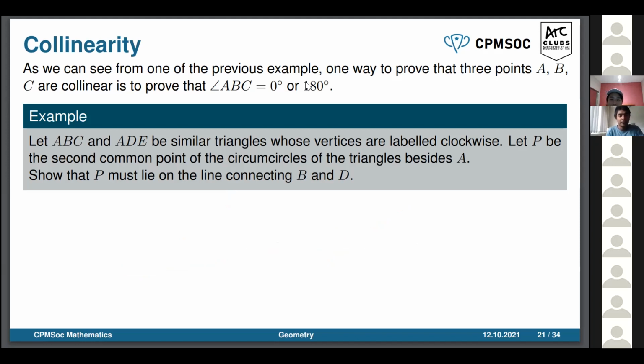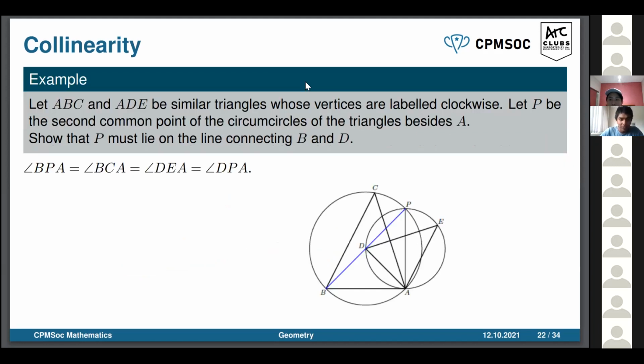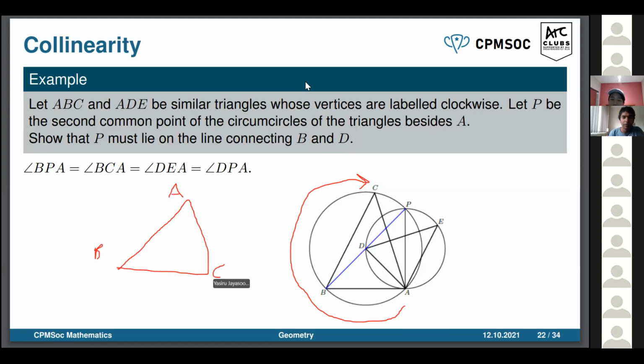I've got an example question for collinearity. ABC and AD are two similar triangles, and the vertices are labeled clockwise. Now, what that means is, you've got a diagram here. So vertices labeled clockwise means if you go around clockwise, you go A, B, C in that order, and anti-clockwise would look like this. So that means going A, B, C would mean going anti-clockwise around the triangle.